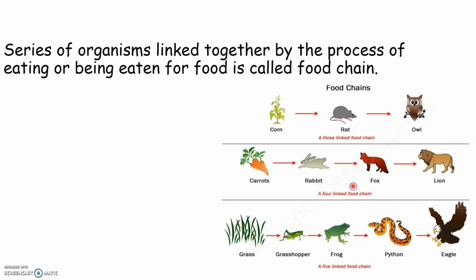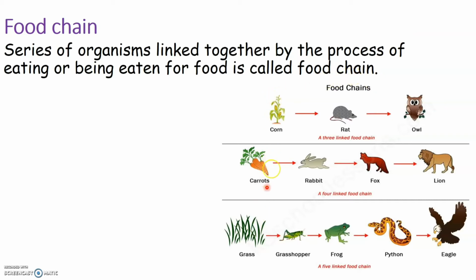So this chain or series of organisms that are linked together by the process of eating or being eaten for food is known as food chain. Which means each of these organisms are linked together by the process of eating or being eaten by other organisms for food. So food chain is a series of organisms that are linked together by the process of eating or being eaten, especially for food.